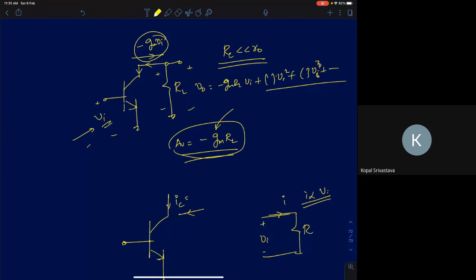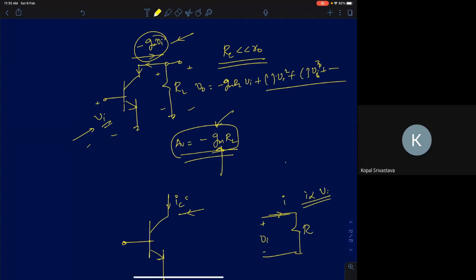So if you have minus GM RL as your voltage gain, that gain is prone to variations. If your GM changes, then the gain will also change. This is two problems. One is nonlinearity, because your current is dependent on GM. The second is variation in gain. Your gain can vary if your transconductance changes.